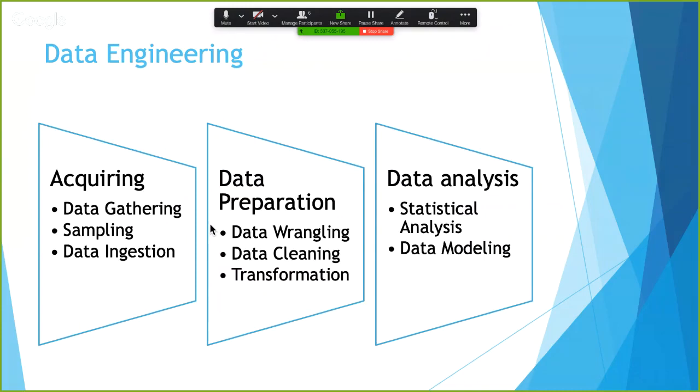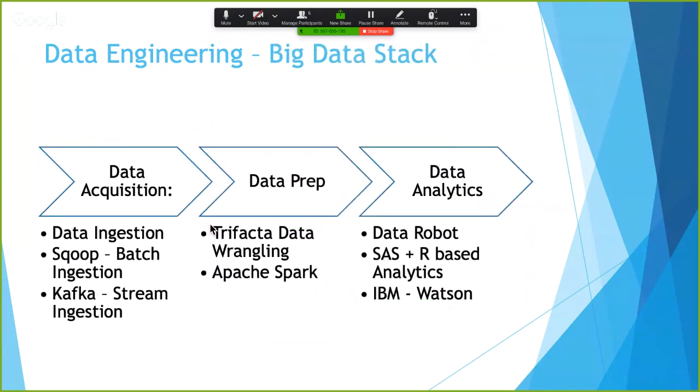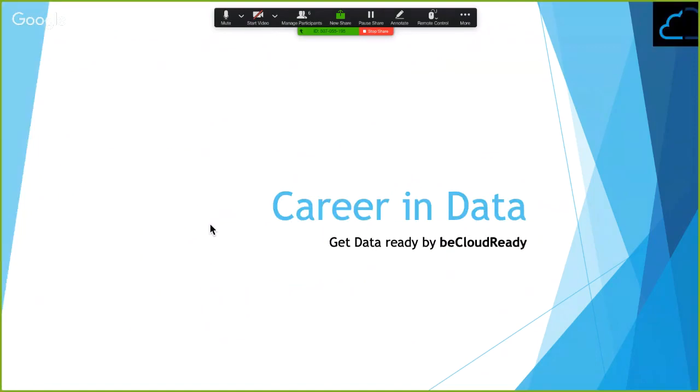This is what legacy data engineering looks like: SQL inserts, ETL tools, Excel or SAS-based systems. And then you have the big data stack, where you do data ingestion using Sqoop or Kafka. And you have data prep. You can do data preparation even in Apache Spark, and you can use Trifacta also. And at the end, for data analytics, you can use Python, DataRobot, SAS, R-based analytics, Watson. So this was about the basic technology side.